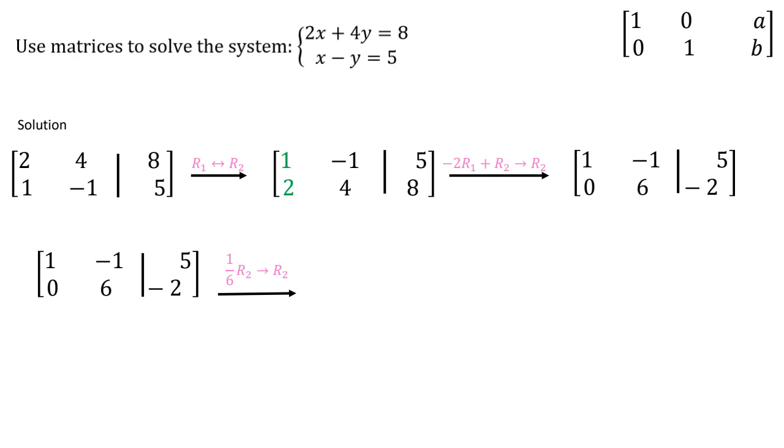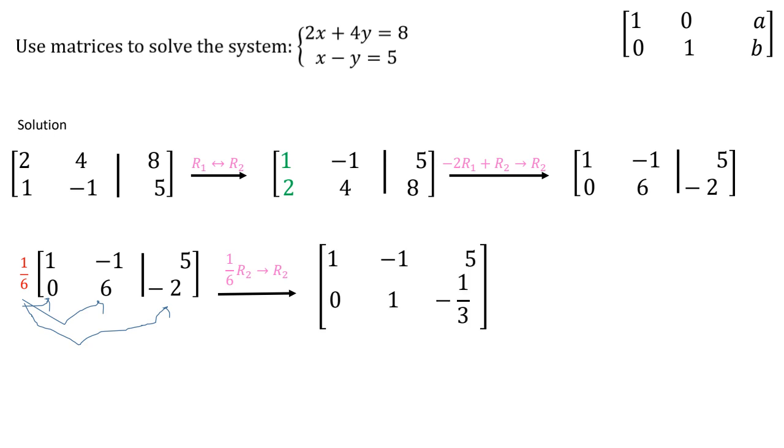So it's very important that I write the rows that are not getting affected, the ones that I'm not doing anything to, first before I start, because I can easily forget what row I'm working on, right? So here, I'm going to multiply the 1/6 to row 2. So 1/6 times 0 gives me 0. 1/6 times 6 gives me 1. And 1/6 times -2 gives me -1/3. And again, I didn't do anything to my row 1, so I leave it alone.